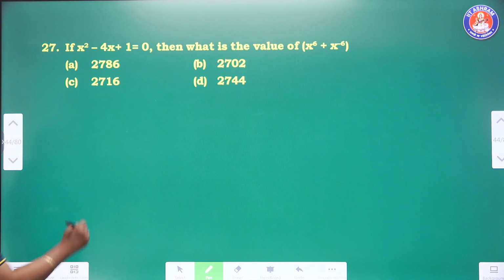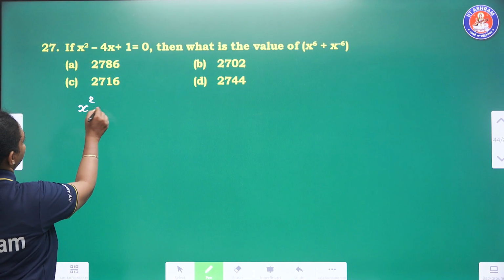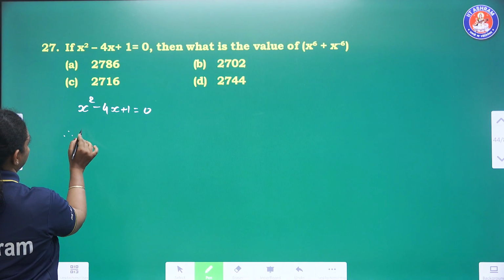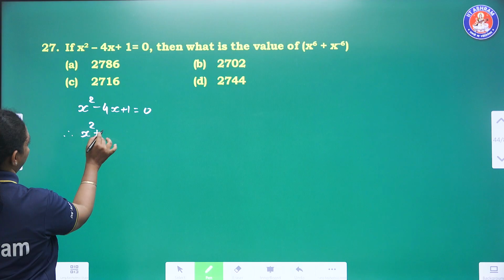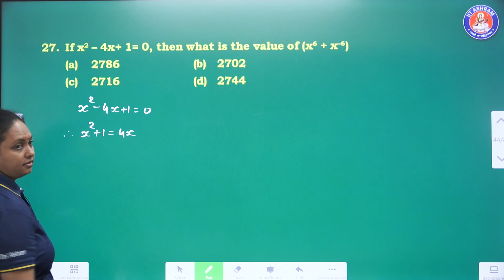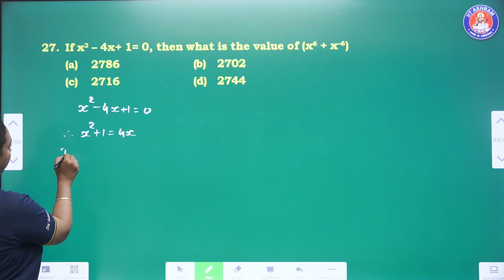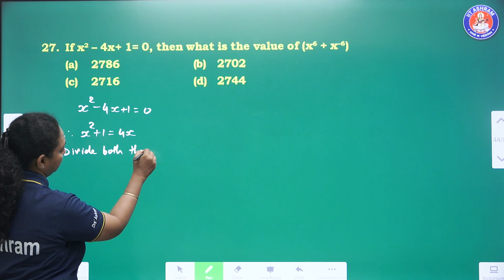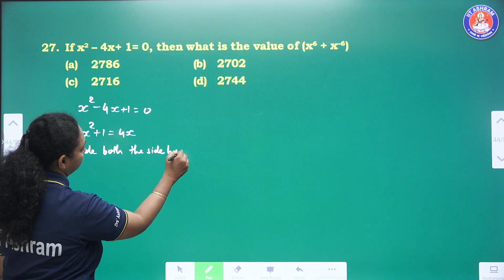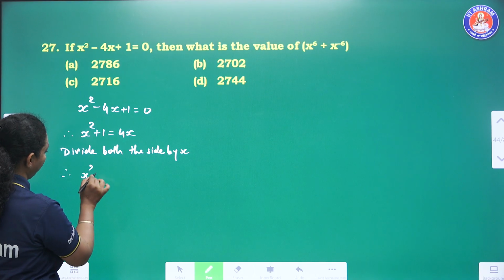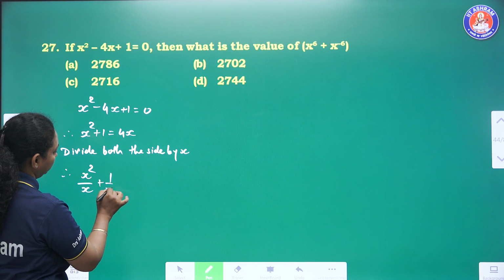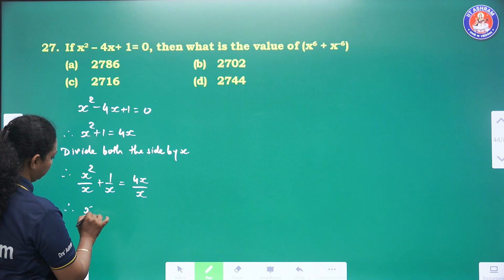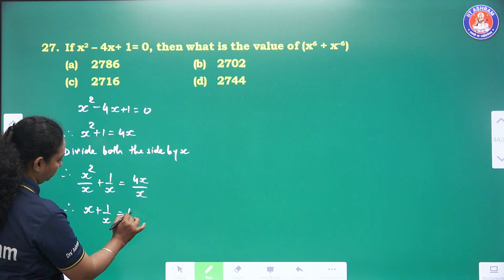What is given in this question? x square minus 4x plus 1 is equal to 0. Therefore, x square plus 1 is equal to 4x. Can I write this? Now divide both sides by x. Therefore, it is x square upon x plus 1 upon x is equal to 4x by x. So when we simplify, it is x plus 1 upon x is equal to 4.